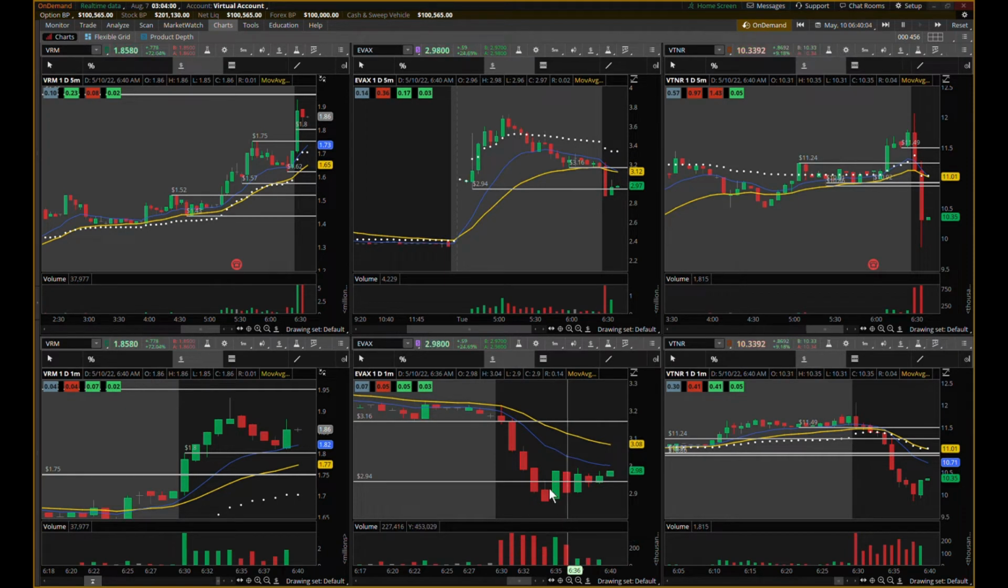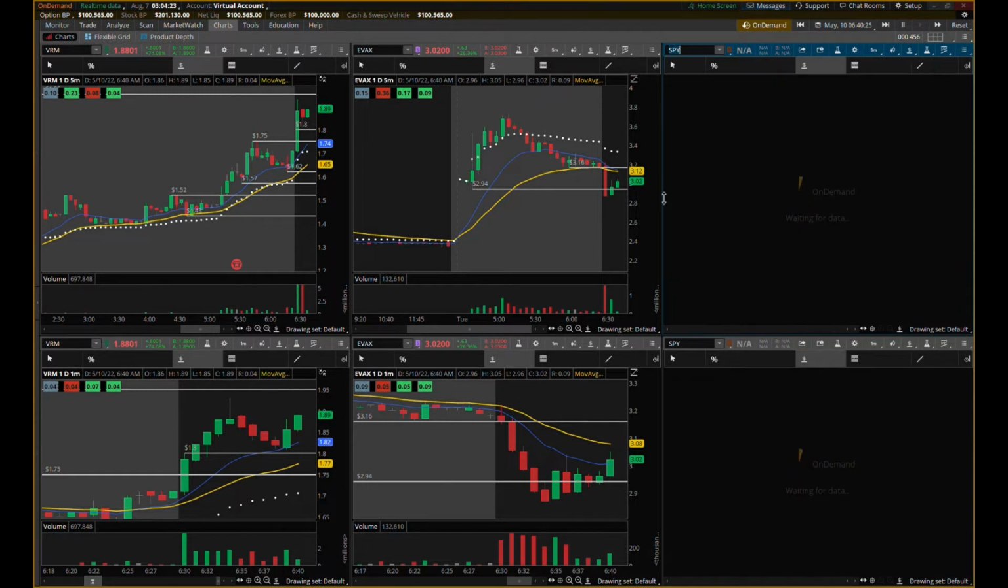The reason why I'm not excited right now is because look how extended we are here on the 5 minute from the EMA. And with other things failing, like these, these are the three leading gappers, and look at these guys failing. Let's look at SPY. SPY, that's the S&P 500.